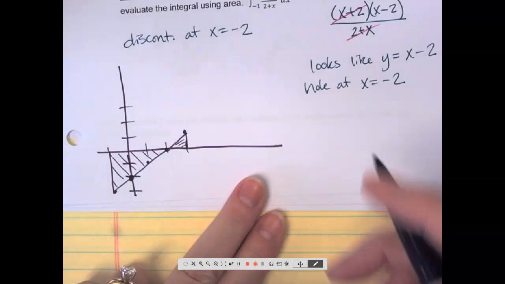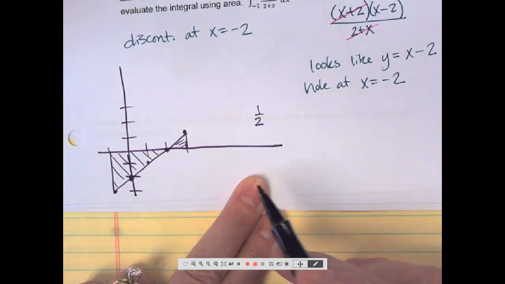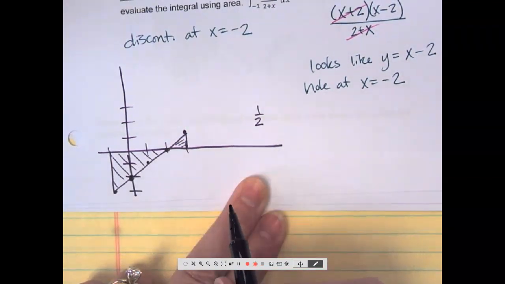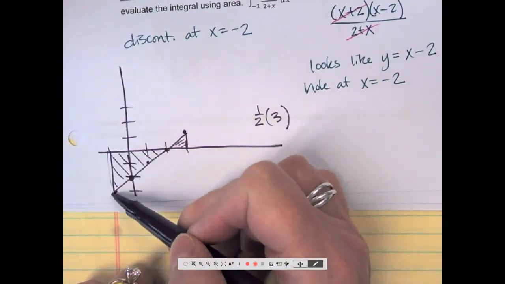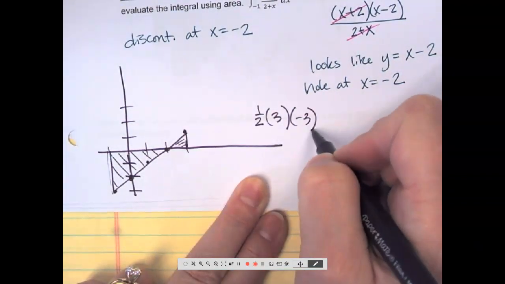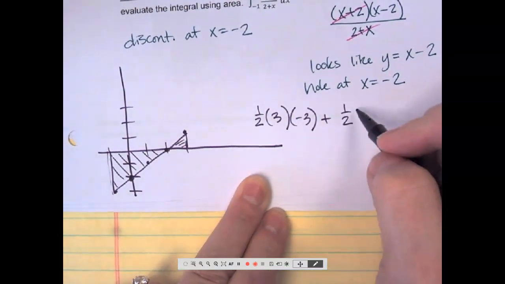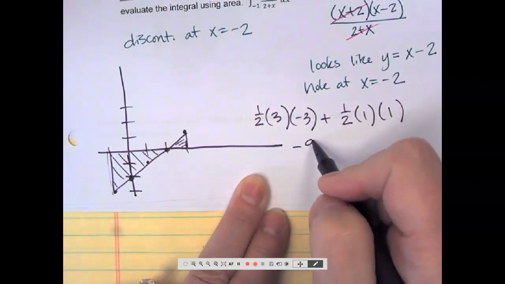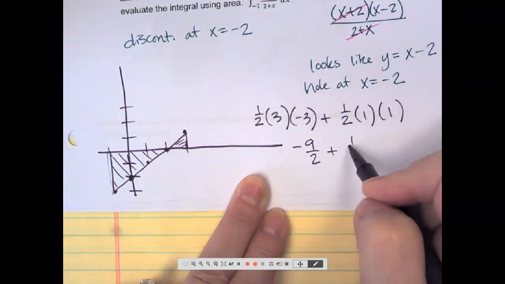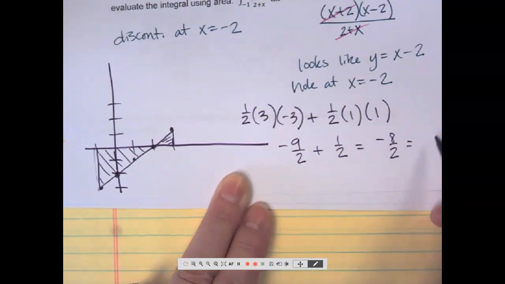Okay, so let's do the big triangle. Area equals 1/2. What's the base? 1, 2, 3. What's the height? Negative 3. Plus the little bitty triangle. What's the base? Height is 1. So I'll add those up. So that's negative 9/2 plus 1/2. Negative 8/2 or negative 4.